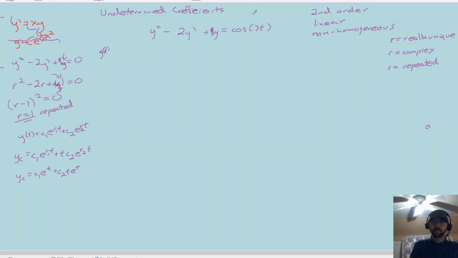Well, we'll just say 3. Whatever the number is here stays. So for cosine of 3t, you're going to use a cosine of 3t plus b sine of 3t. And that's what we're going to use to plug in for y. And then we take, so this is in a sense y particular.